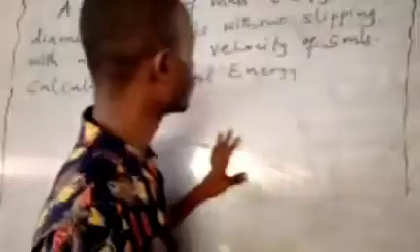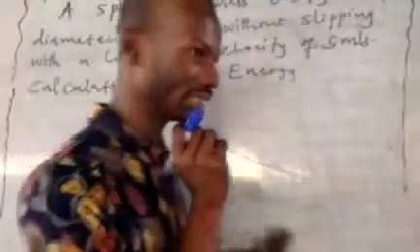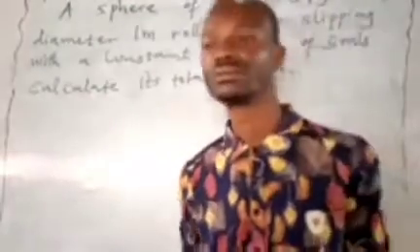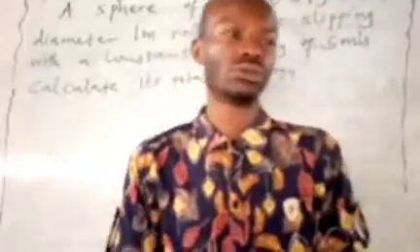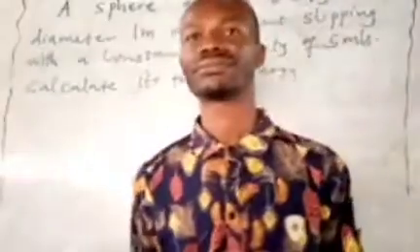An example of a body that can undergo both translational motion and rotational motion is a wheel. As your wheel moves, it moves along a straight path, and the wheel is also rotating. So we also have a question here.